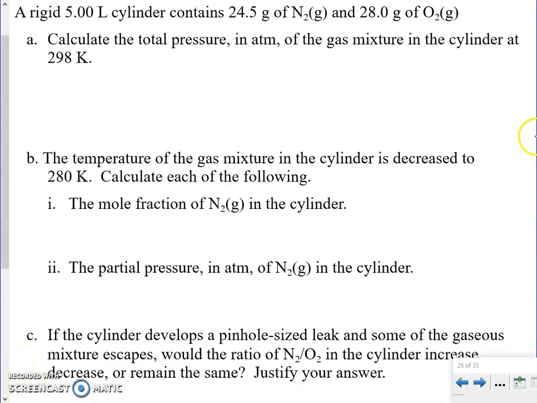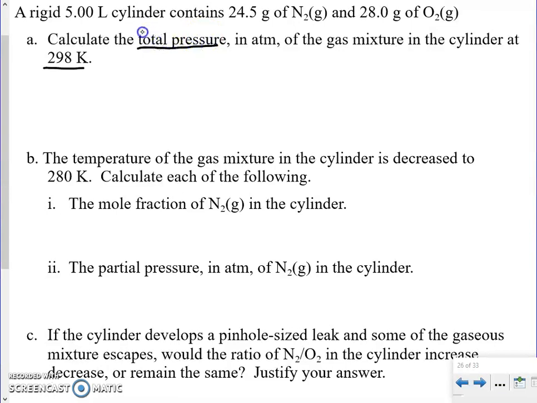Okay, so hopefully we paused and actually worked through this problem. Now, let's work through it together. Calculate the total pressure in ATMs of the gas mixture in the cylinder at 298 Kelvin. So total pressure. Also notice that we are not at STP, so we can't just use that conversion. We have to do something else.